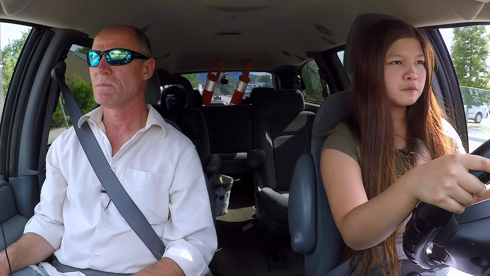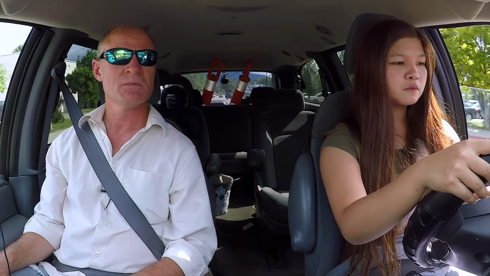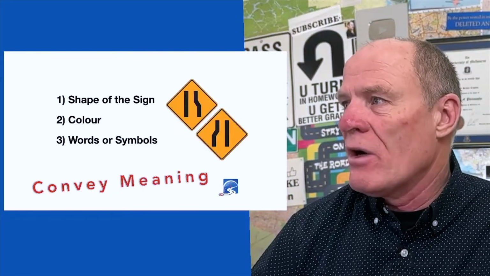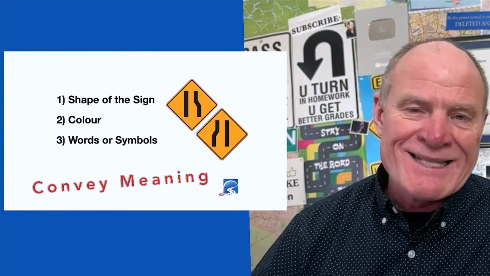How traffic signs convey information, as I've mentioned: the shape of the sign, the colors. So construction signs are always going to be orange background with black lettering and symbols thereon, and then the words or symbols. This is how traffic signs convey information.